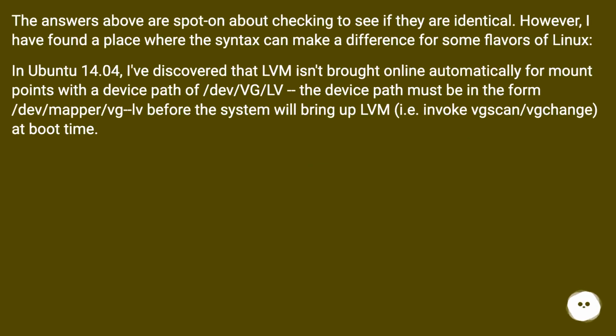The answers above are spot on about checking to see if they are identical. However, I have found a place where the syntax can make a difference for some flavors of Linux. In Ubuntu 14.04, I've discovered that LVM isn't brought online automatically for mount points with a device path of /dev/vg/lv. The device path must be in the form /dev/mapper/vg-lv before the system will bring up LVM. I invoke vgscan and vgchange at boot time.